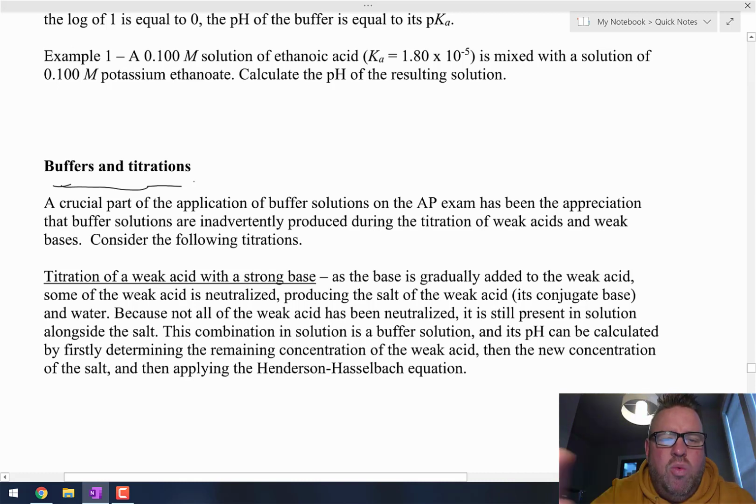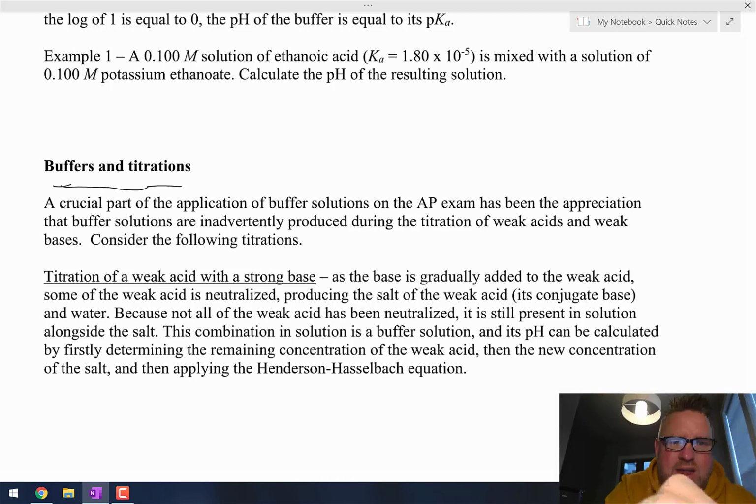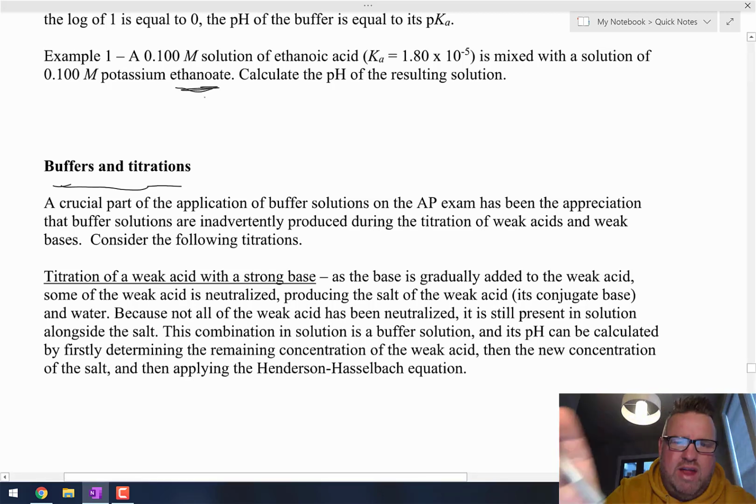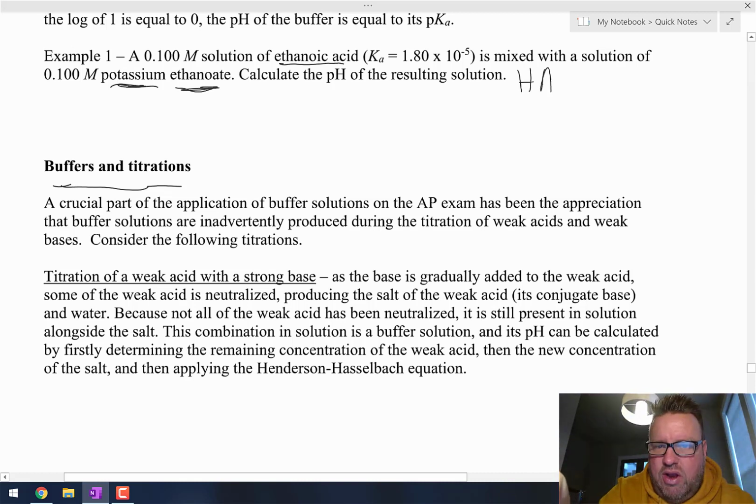It says a 0.1 molar solution of ethanoic acid, they give us the Ka, is mixed with a solution of 0.1 molar potassium ethanoate. I have no idea what the formula is for that. I do, but I wouldn't expect you to know that. What's important here is to know that it's with potassium. So whatever ethanoic acid is, I know it's not one of my 7 strong acids. So I know that equation is going to be HA plus A minus. So this represents the ethanoic acid, and then the potassium ethanoate, who cares what that formula is? It's going to be soluble, and ethanoate is going to be the A minus component.